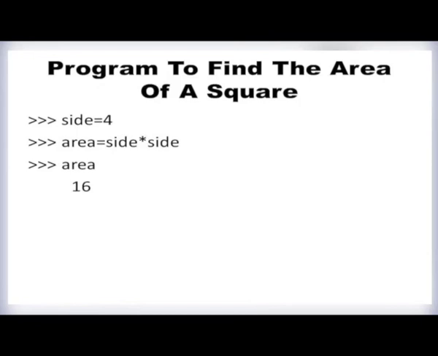When this line is executed, the right hand side of the equal sign is first evaluated according to the current value of side. The result is 16. This value is in turn assigned to the identifier area, resulting in the new value 16. The third line is a single expression wherein the value is displayed.